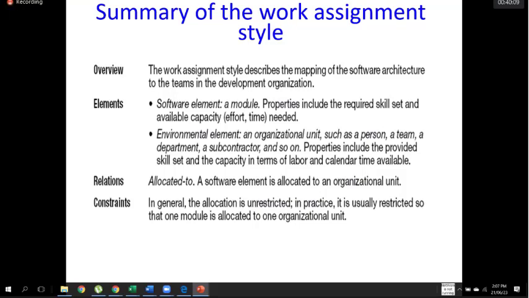So the style elements are modules, and the modules are developed by the other people who are the human resources involved, right? It could be in-house, or outsourced people from outside if you are going to outsource. The relationship is then allocation. So a software element is allocated to an organizational unit, meaning that it could be a team or individuals.